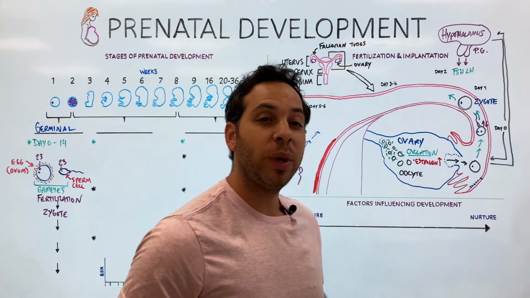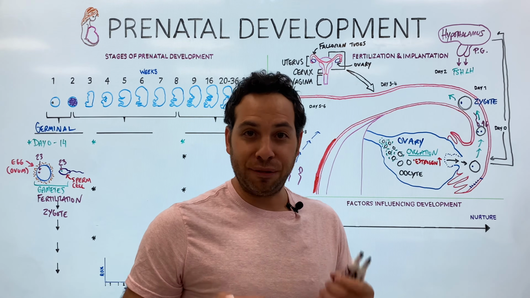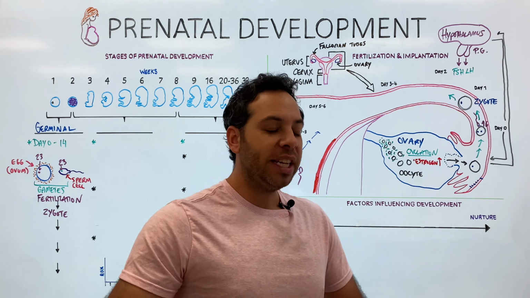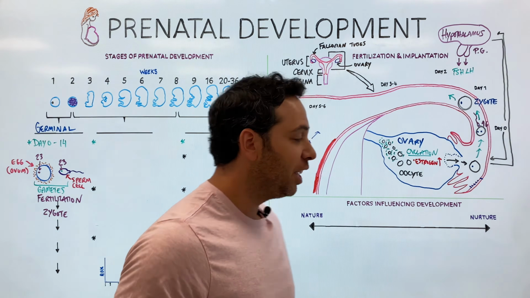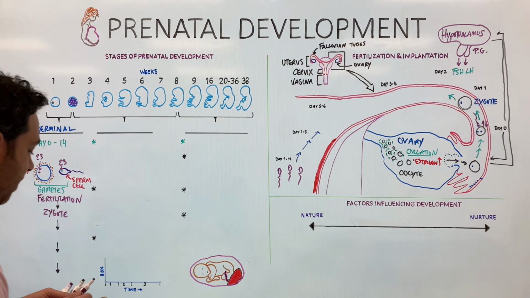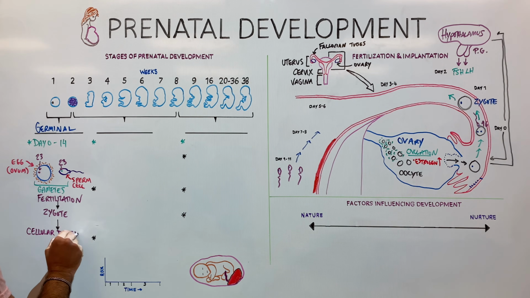Now, what happens after we have a zygote? What we're going to have is rapid cell division. This zygote is going to replicate itself over and over and over and over again, right? So we have fertilization, zygote, and then we are going to have cellular division. Now, another name for cellular division, at least in this process, is what we call cleavage. Okay, so cleavage is when we have the replicating of these cells.